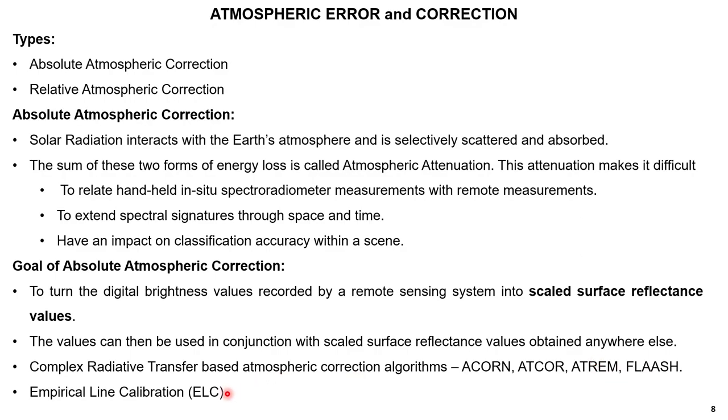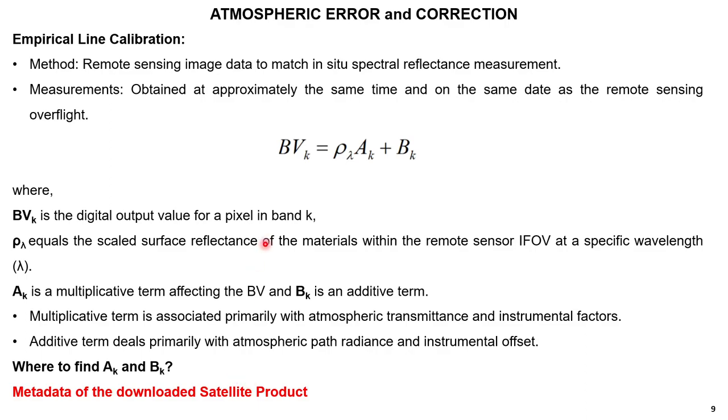And we have another method called empirical line calibration. So we will see how this empirical line calibration works. In this, a satellite will record the data, and during the same time at which it is recording, we will also measure some of the targets on the ground by using the field spectroradiometer, and we will compare both these data and make a linear regression.